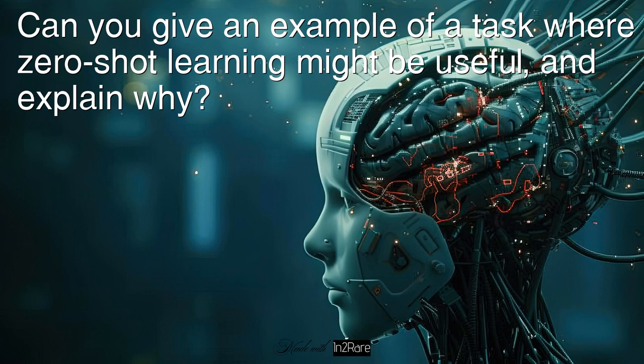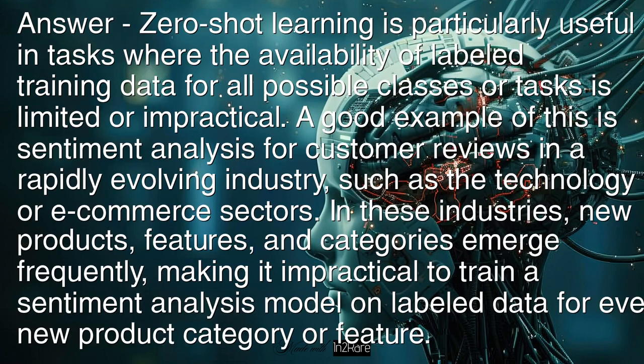Can you give an example of a task where zero-shot learning might be useful, and explain why? Answer: zero-shot learning is particularly useful in tasks where the availability of labeled training data for all possible classes or tasks is limited or impractical.